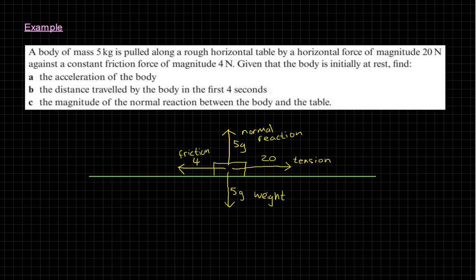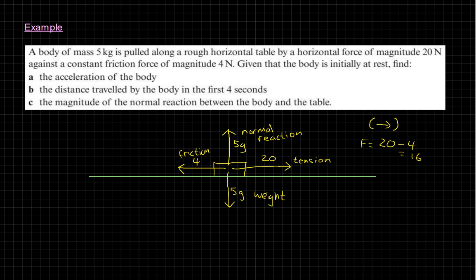So if we now look at part A, we're looking for the acceleration. The acceleration, as would make sense, is only going to be horizontal, right? Because the object stays on the table, it's not moving up or down, it's only moving left or right. In this case, you can probably tell it's going to be moving to the right, because a force of 20 is greater than the opposing force of 4. So let's resolve horizontally. Going to the right, what's the resultant force? Well, it's just going to be 20 minus 4, isn't it? 16. That's the resultant force if we're only looking in the right horizontal component.